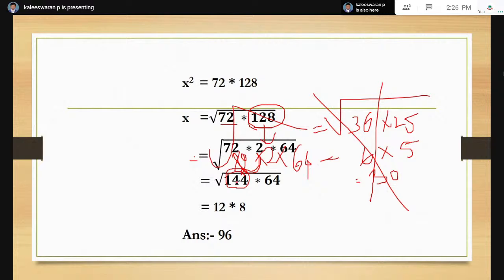Now I think this is very easy to solve. What is the root of 144? This is 12. What is the root of 64? It is 8. This is the difference between the mathematical approach and the aptitude approach. If you take the traditional mathematical method, 72 into 128 gives a 4-digit number, and you take some time to solve the root of that 4-digit number.